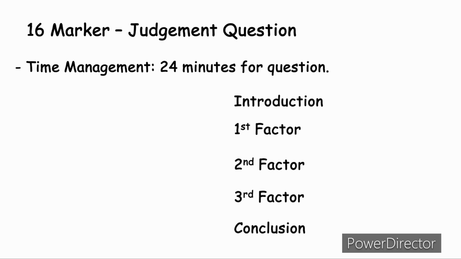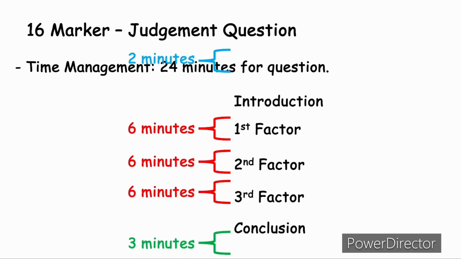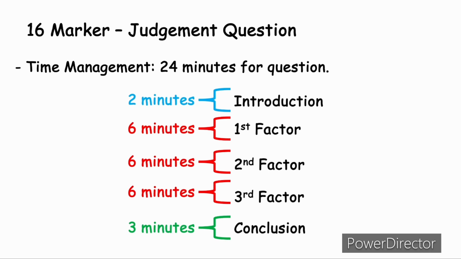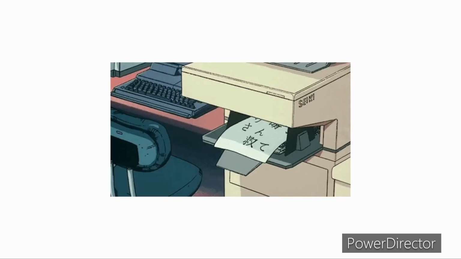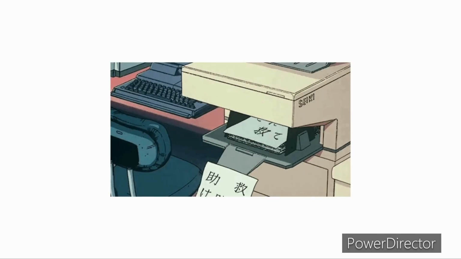For time management, you want to spend 6 to 7 minutes on each event, and 4 minutes total on intro and conclusion. So question structures explained. How do we organize our revision notes? I think it is very obvious.